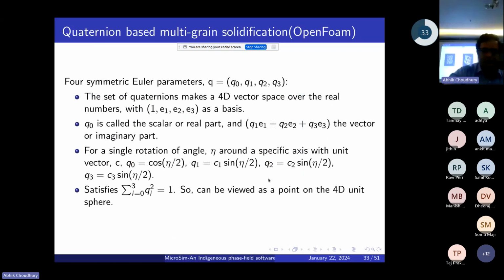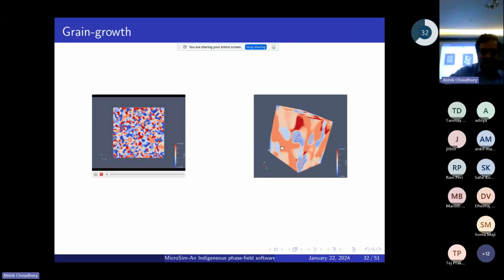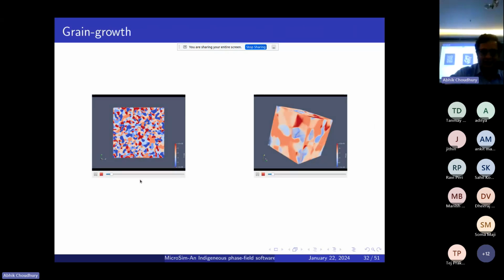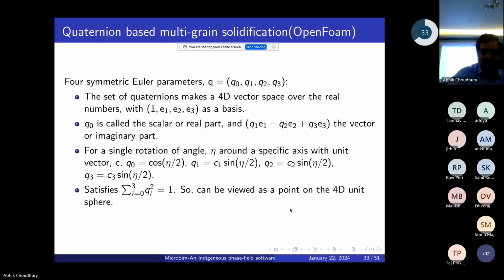You can also do grain growth problems. This is something that we have. Under certain conditions you can have the grains growing and evolving, both in 2D and 3D. You can also do multi-grain solidification, as I said, using OpenFOAM in both 2D and 3D.